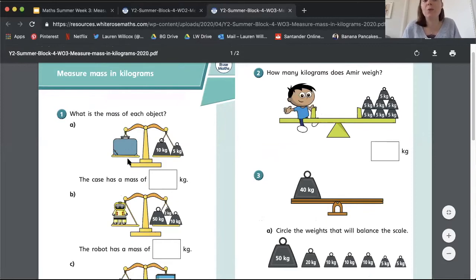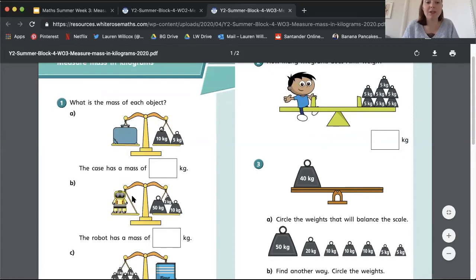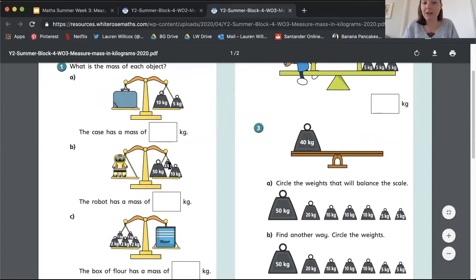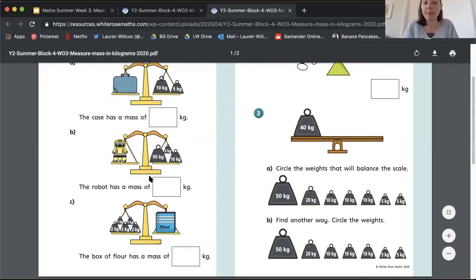The suitcase is equal to 15 kilograms because I've got a 10 kilogram weight and I've got a 5 kilogram weight. So I add those two together. So you do the same for the robot. How heavy is the robot? It's a very heavy robot. Add together those 3 units. You might want to do that on your piece of paper. You can think about counting in 10s and then counting in 2s as well.